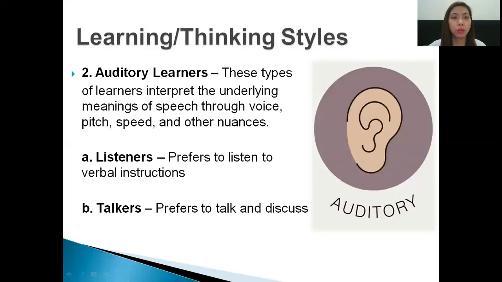Next, we have the auditory learners. These types of learners interpret the underlying meanings of speech through voice, pitch, speed, and other nuances. They learn best through verbal lectures, discussion, talking things through, and listening to what others have to say. There are two kinds of auditory learners. We have the listeners who prefer to listen to verbal instructions and the talkers who prefer to talk and discuss.